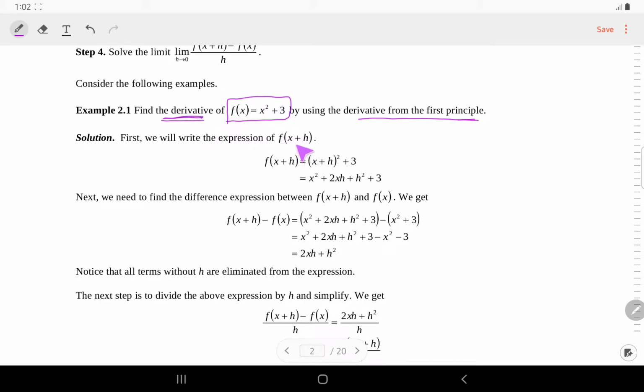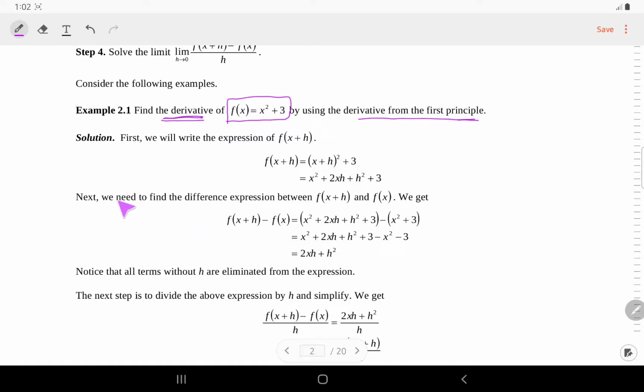So our first step is we need to find what is our f(x plus h). So our f(x plus h) is, you just change the x into x plus h. So we get (x plus h) squared plus 3, and then simplify this expression. We get x squared plus 2xh plus h squared plus 3.